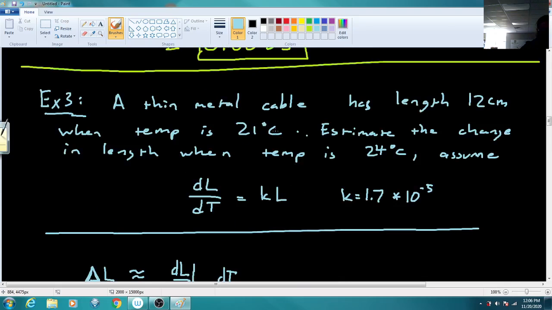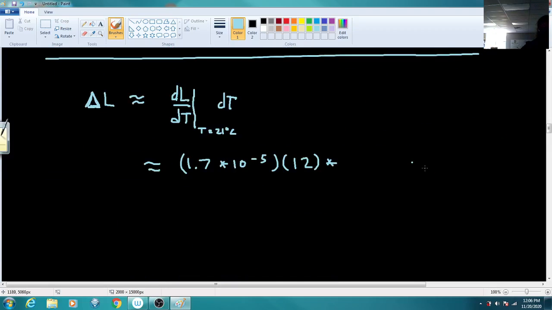dt would go from 21 degrees up to 24 degrees. So that's a change of 3 in our temperature. So we'll put that all in our equation here. So we get 1.7 times 10 to the negative 5 times 12 times 3. And that says we get 6.12 times 10 to the negative 4. So that's 0.000612. And the length, this will be centimeters. So that's a pretty small change in temperature.